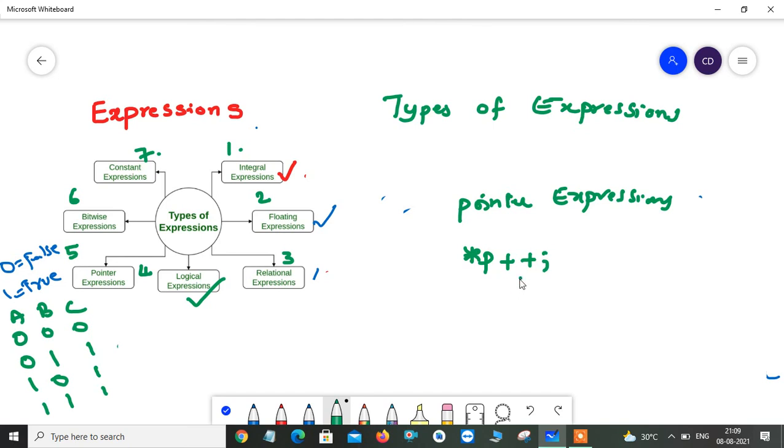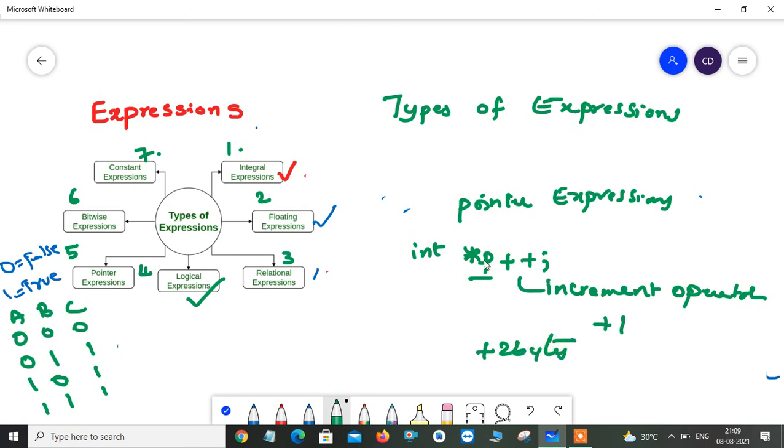So this plus plus is nothing but an increment operator. This operator is used to add 1 to the operand. Now this is of a pointer variable. Suppose this is an integer pointer variable. Whenever I am using this increment operator along with this pointer variable, it automatically increments 2 bytes of memory. Suppose the address of P is 2000. When I am using this expression, it increments 2 bytes. Now you are getting the 2002 address.